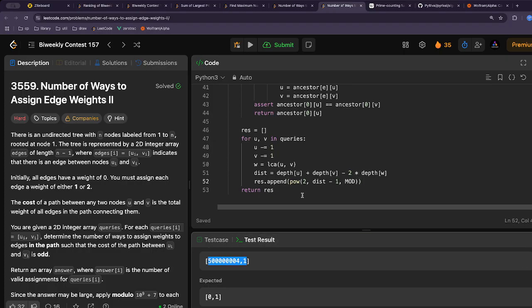Oh, there's a special case, because the distance could be 0, right? If they are the same node, the distance could be 0, and then we're calculating 2 to the minus 1, which is not what we want. Because if the distance is 0, then the sum is 0, and you cannot make it odd. So then the ways of making it odd are 0, right?